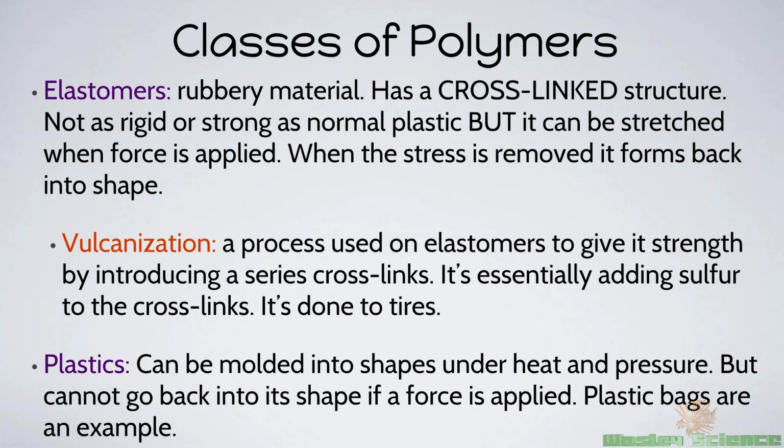Vulcanization was a process we just talked about, and that is when you are cross-linking by introducing sulfur, and this is what is done to tires mainly. And then plastics, that's what the branched and linear polymers are, mainly those branched polymers. So things can be molded into shapes under heat and pressure, but they don't really go back when force is applied to them. When you smash a plastic bottle, it doesn't just come back into a plastic bottle, it remains smashed. And plastic bags and many other things are examples of these.